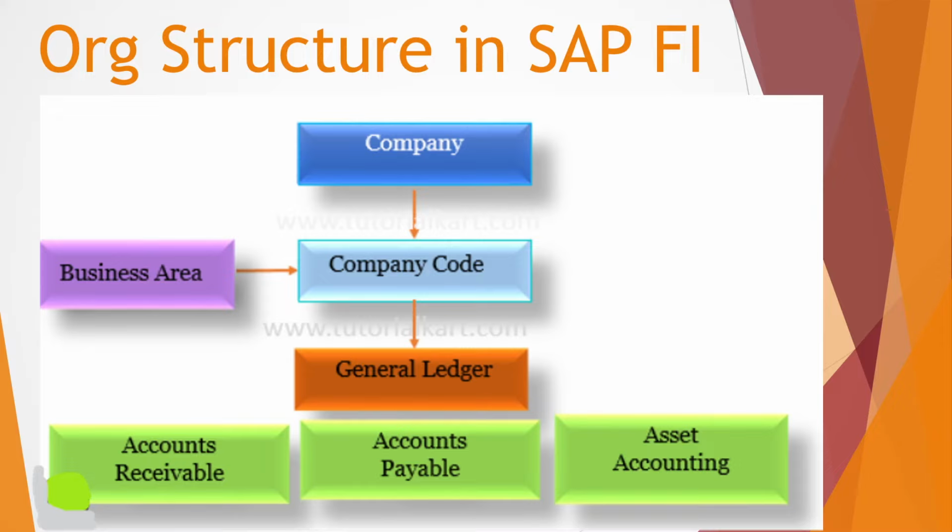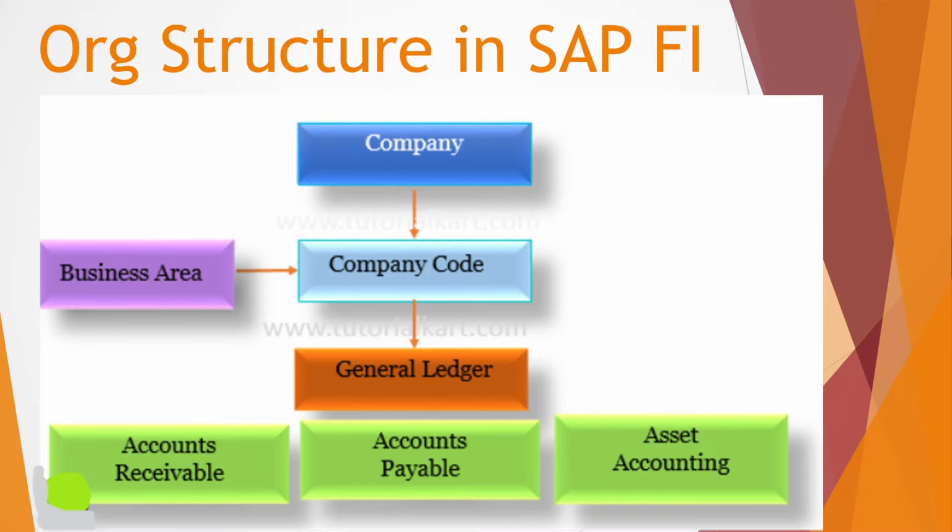For example, company and business area are optional. If you need it, you can create it. If you don't need it, you can just leave it. But if you don't create a company code, nothing is going to work for you in the SAP system from the financial point of view. So company code is a mandatory requirement. It is not optional, but your company and business area, these two particularly, are part of the org structure and optional by nature.